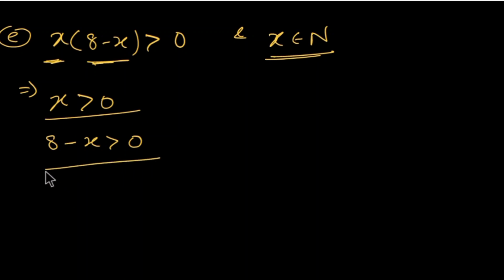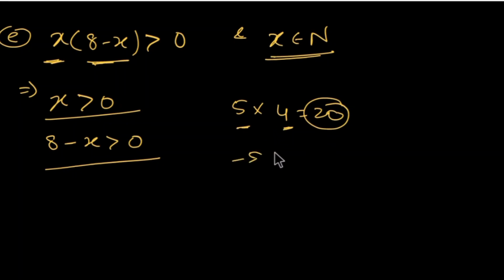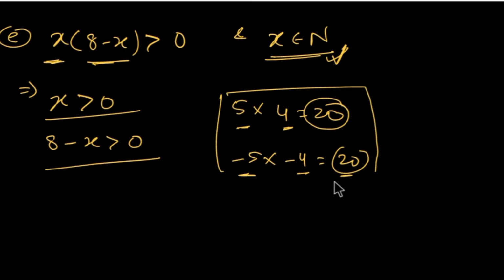How? You can multiply any two numbers, like 5 multiplied by 4 equals 20, because both are positive numbers, so you get a positive result. And if both are negative numbers, minus 5 multiplied by minus 4 is also 20, so negative into negative is also positive. But one thing: the restriction given to us is x belongs to natural numbers, and a natural number is always positive. You know this, okay? So we are following these conditions.